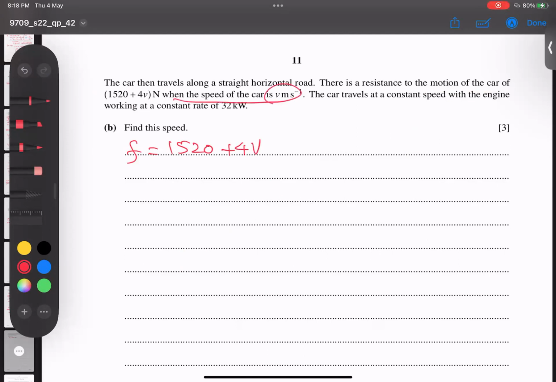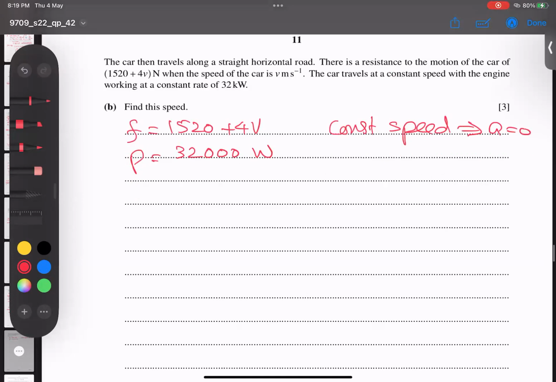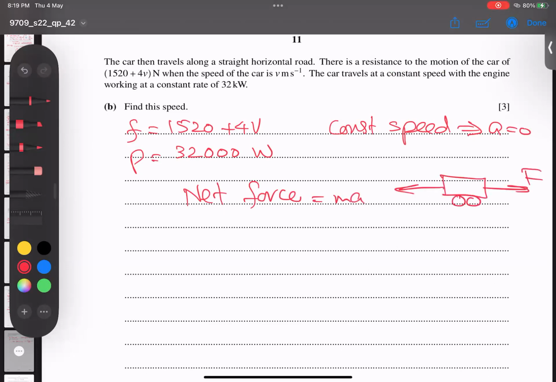When speed is v and the car travels at constant speed, for your knowledge, whenever constant speed is coming, you know it very well, acceleration always equals zero. And power is given here as 32 kilowatts, so 32,000 watts. Now, what is the formula basically used? Net force equals ma is the basic formula we use. Let's say the car is going this way. This is called applied force. This is called frictional force. So applied force minus friction force equals ma, but a is zero.